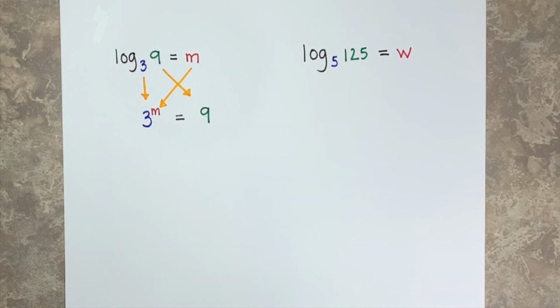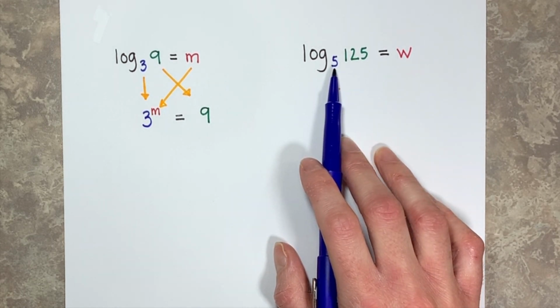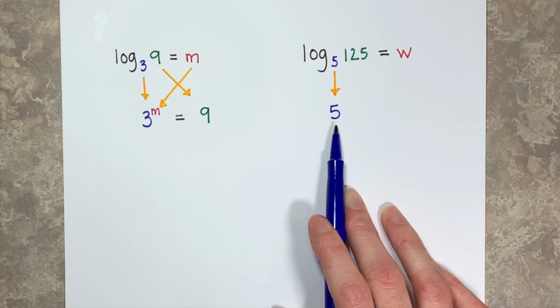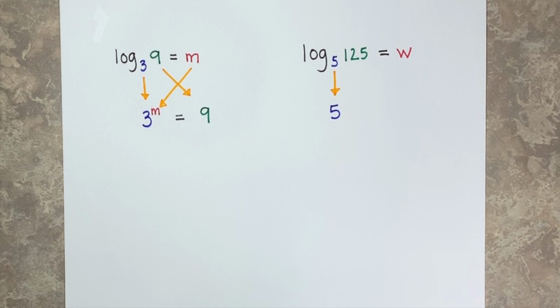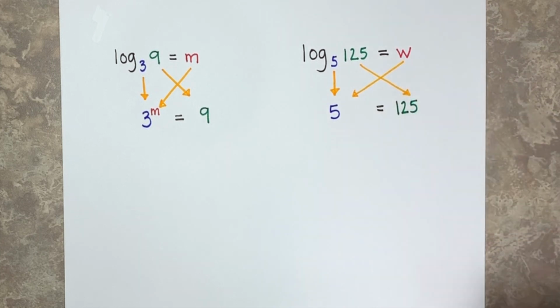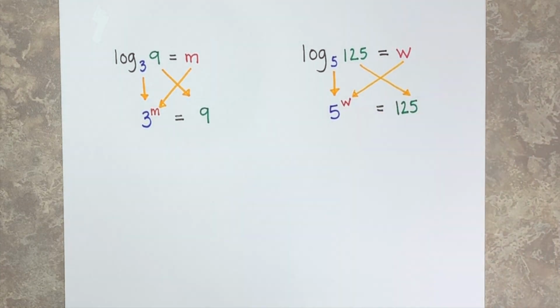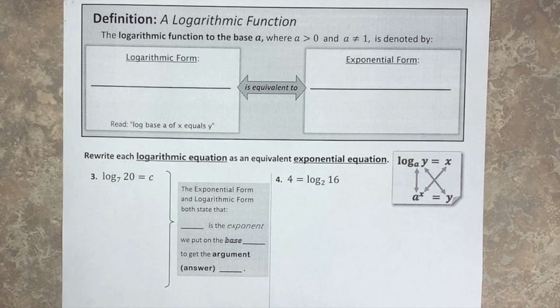Let's try that little trick over here. So we start by bringing down the base. And again, in logarithmic form, the base is written as a small subscript. In exponential form, the base is just written as a normal sized number. And then we switch the next two values. So we put the 125 on the other side of the equal sign, and we write the w as a superscript right here. Next, we're going to write the general definition of a logarithmic function.